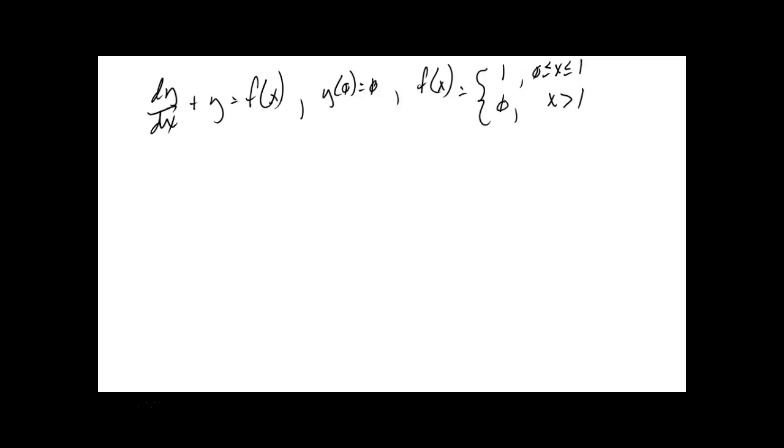So you have to do this problem in two different pieces. One for x between 0 and 1, inclusive. And then we'll do it again for anything x greater than 1. And f of x is 0, your homogeneous case there. Wow. All right. Where would you begin?